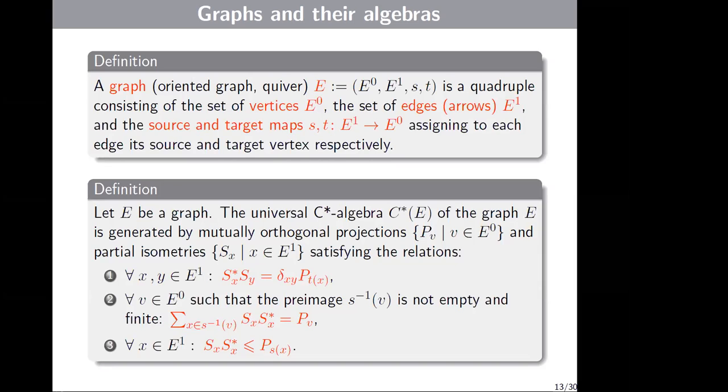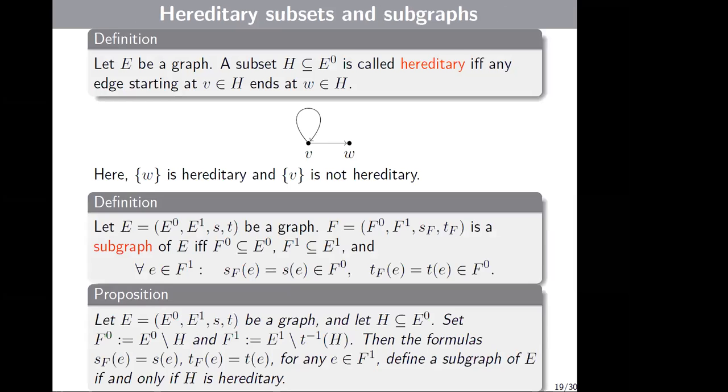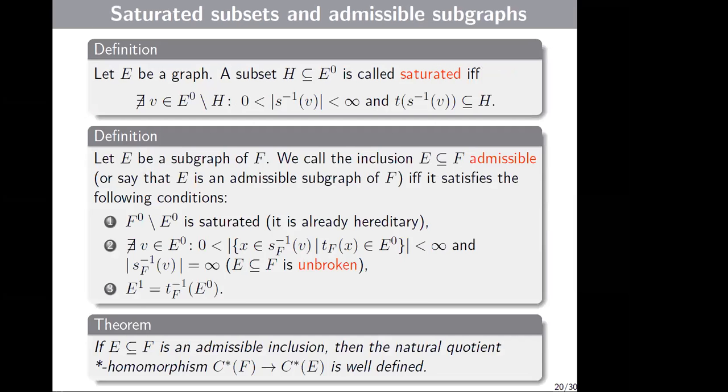But now, of course, the name of the game is to prove that it's well defined, that such a recipe will satisfy all these conditions. And this is why these conditions of admissibility are so complicated. But they guarantee that if we have an admissible subgraph, then this simplest possible prescription of a canonical quotient map is actually well defined.